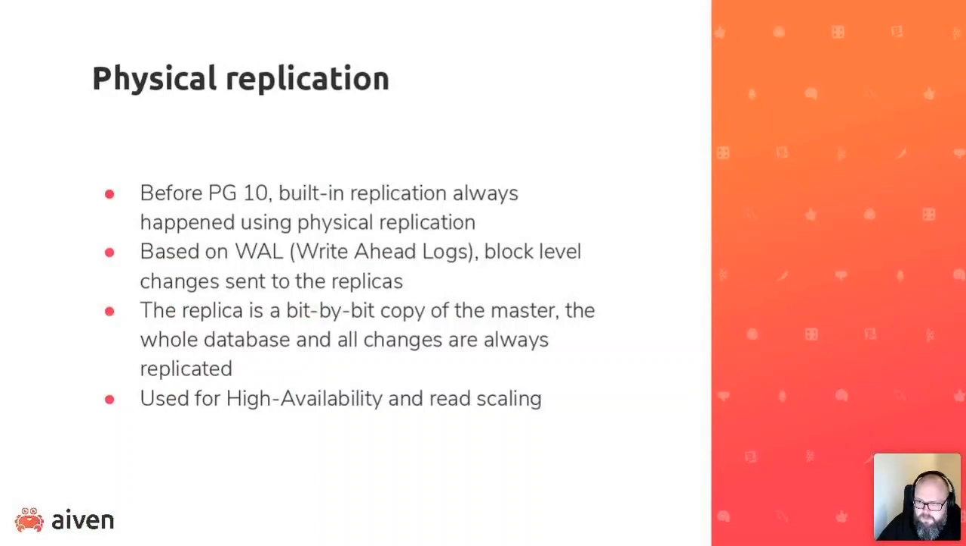Before Postgres 10, built-in replication always happened using physical replication. It is based on WAL, essentially block-level changes sent to the replicas. When using physical replication, the replica is a bit-by-bit copy of the master. The whole database and all the changes are always replicated. Physical replication is widely used for high availability as well as read scaling, so read replicas.